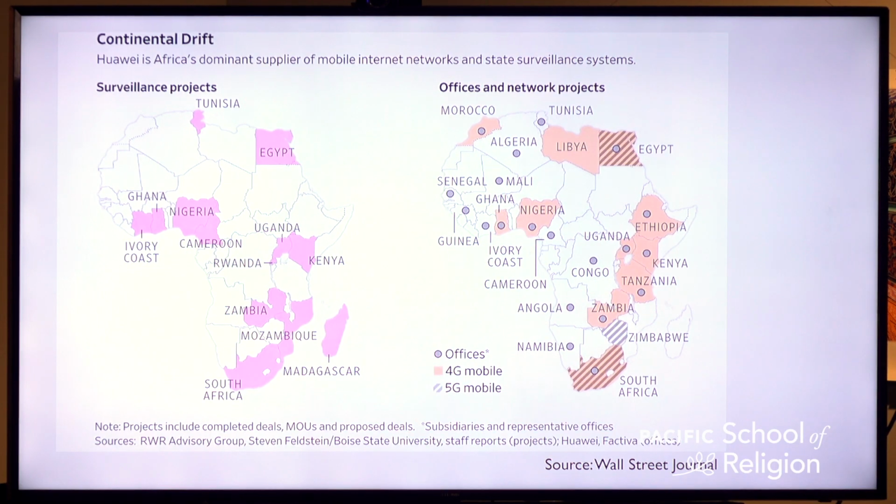So this is a really great article from the Wall Street Journal. I think the video was linked in your readings for today. It's called Continental Drift, and it's about the spread of specifically Huawei. This is one company, one of many, and the number of surveillance projects, which is obviously a little more insidious, but also just offices and networking projects. In other words, putting 4G and 5G into entire nations. And I suppose if you superimpose the two maps, you would have very little white space left.